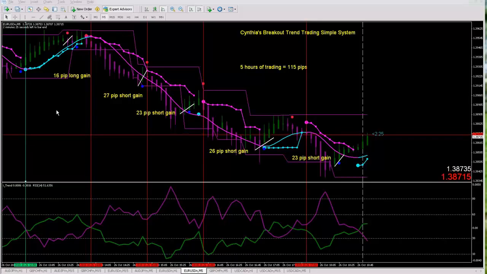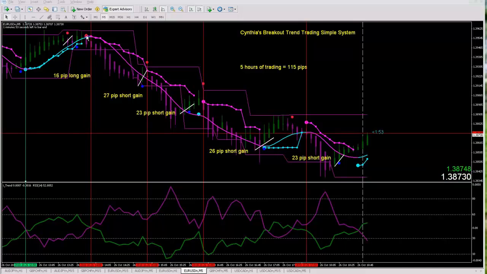So let me show you what a 5-hour trading morning was like this morning for 115 pips. We had our first long entry here where the aqua dot appears, and down here you have a crossing of this indicator, and that's an aggressive entry. That's trading within the congestion box that I have here, which is your breakout box. And this is an aggressive entry that gained 16 pips.